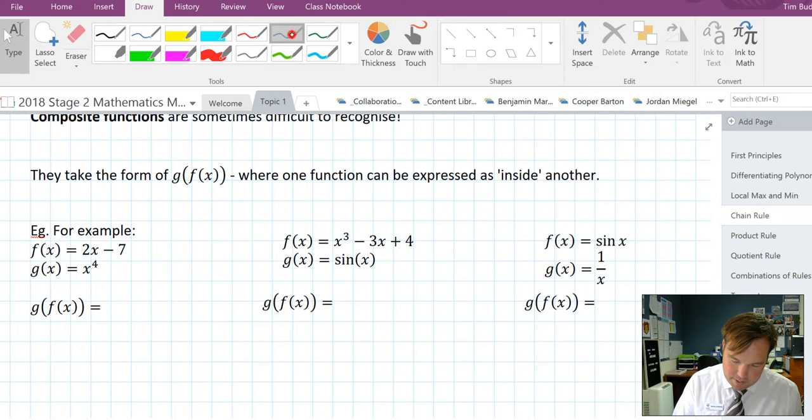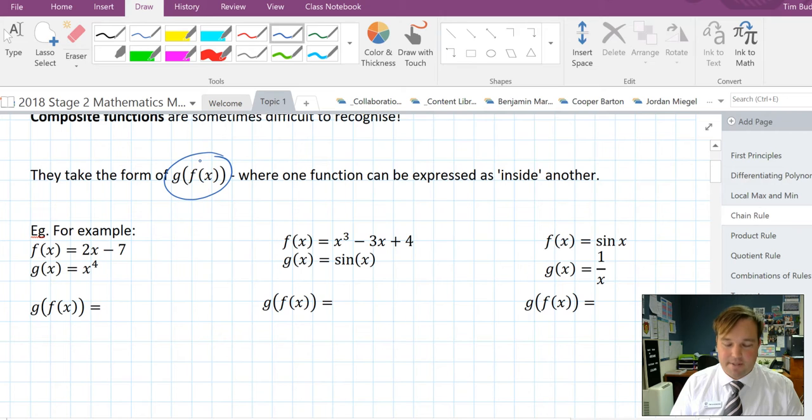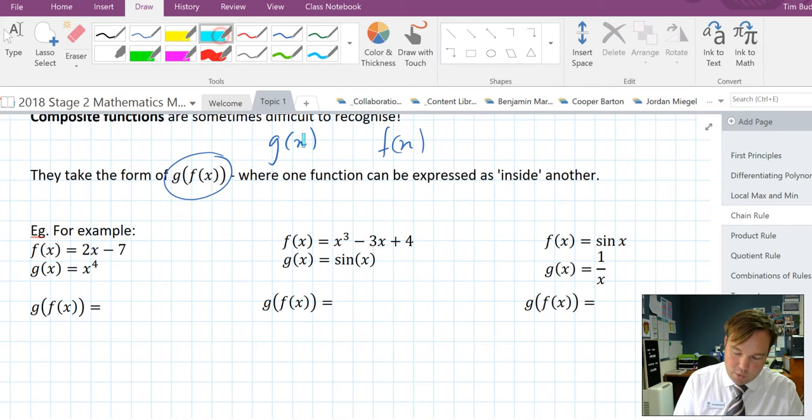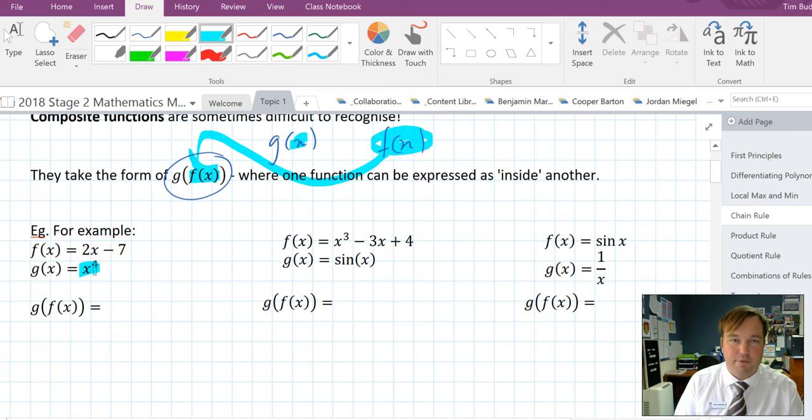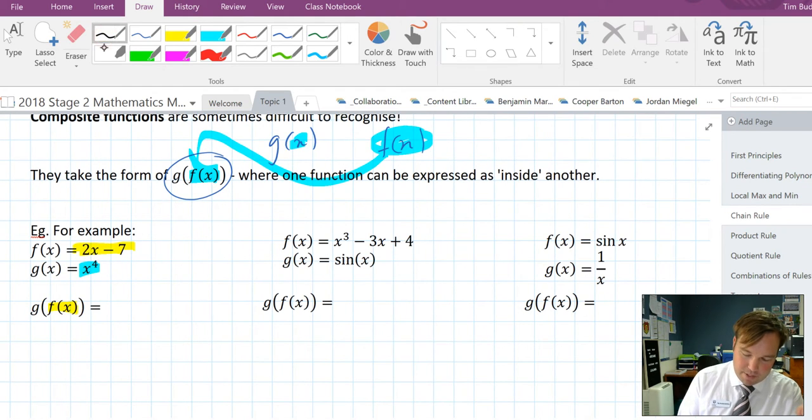So for example, if you have g of f of x, this here is pronounced g of f of x. That's come from a g of x and an f of x. And what that's saying is that, instead of just an ordinary x going into the g function, this entire thing is going into the g function in place of where we'd normally see an x. So here, the g function reads x to the power of 4. But we're not putting an x into the g function. What we're doing is we're putting f of x into the g function. So g of f of x looks like this.